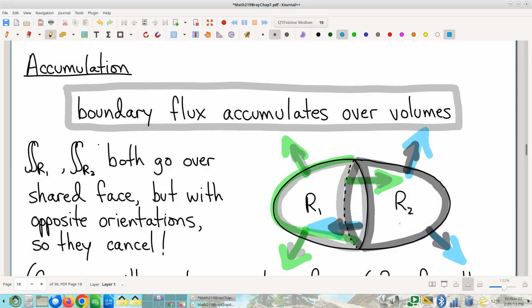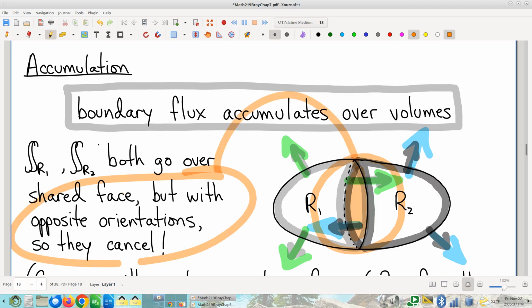When I look at the sum of these boundary fluxes for the parts, the sums of these different boundary fluxes, think about what's happening on this shared face. On that shared face, we're actually going to be computing that flux twice, once oriented in the green direction, once oriented in the blue direction, and of course, those have opposite orientations, and therefore those fluxes are negatives of each other, and therefore they cancel.